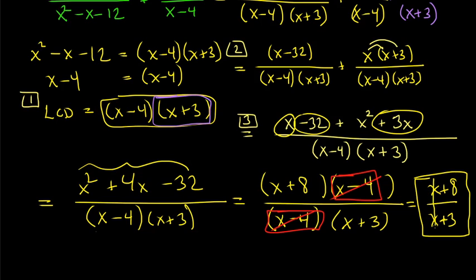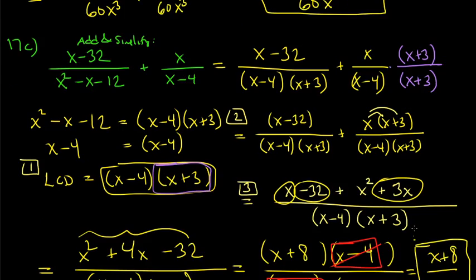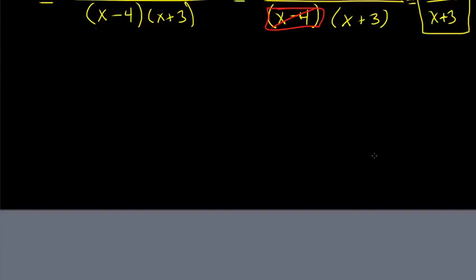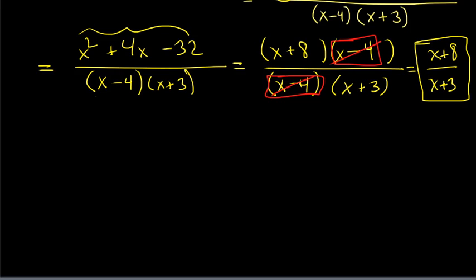Remember, you do not cancel the x's. That would be a mistake. This is not 8 over 3. It's x plus 8 over x plus 3. Right, so that's number 17C. And I guess I'll do D because that's a subtraction, and we haven't done a subtraction yet.